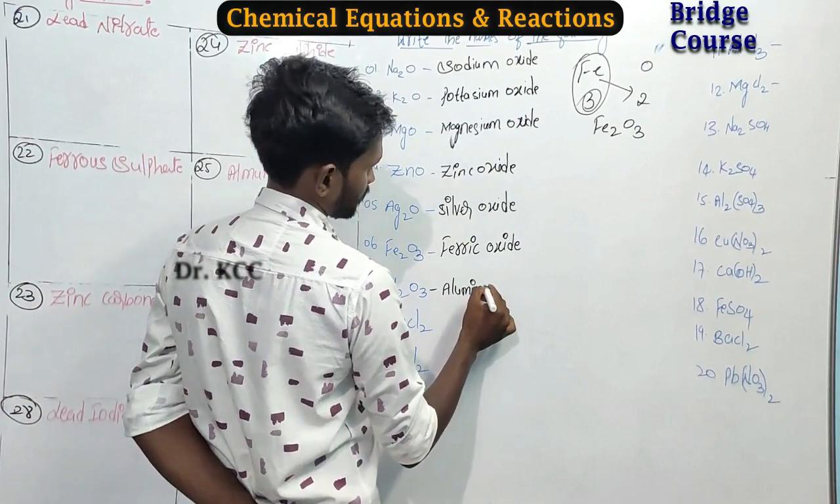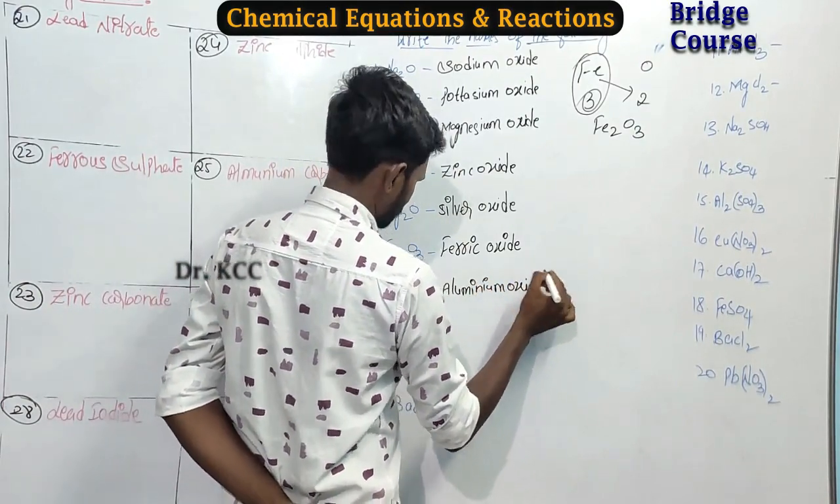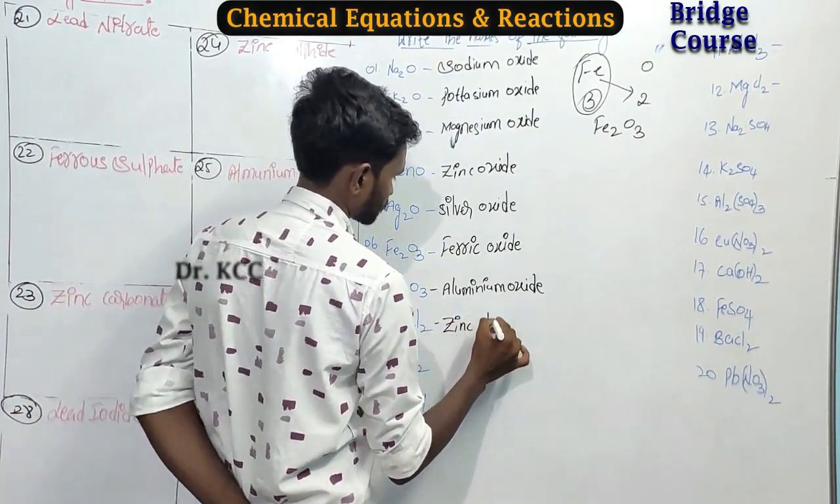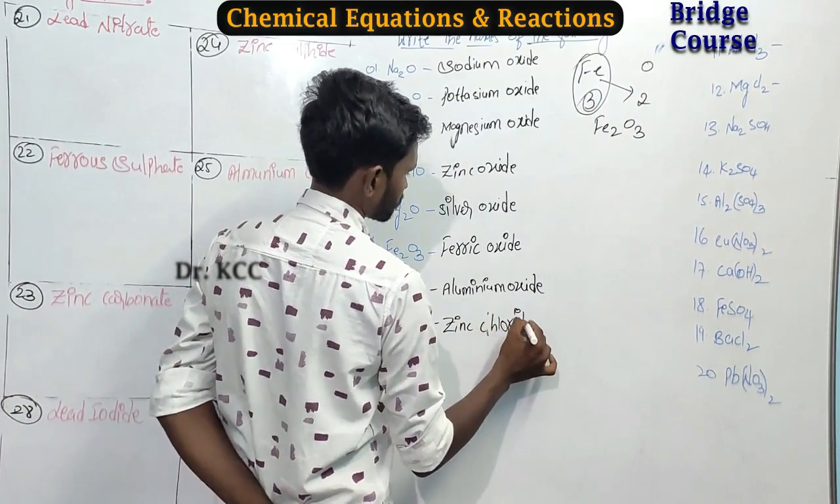Next is aluminium, so aluminium oxide. Clear? Next we have zinc chloride. This is your zinc chloride.